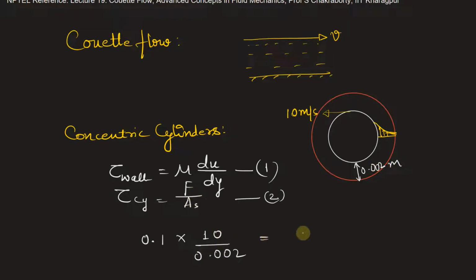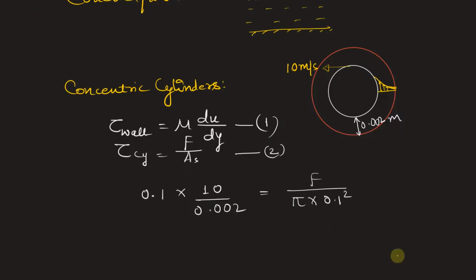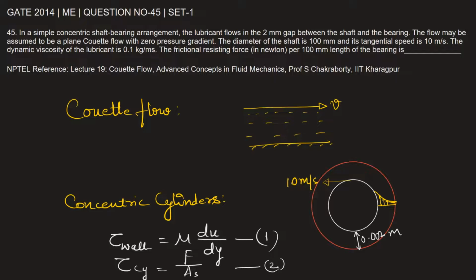This will be equal to the shear force F divided by the area of the shaft, so this will be pi into 0.1 into 0.1. So from here we can get the value of F, that is 15.71 Newton. Let's fill in the blank. So the frictional resisting force will be 15.71 Newton.